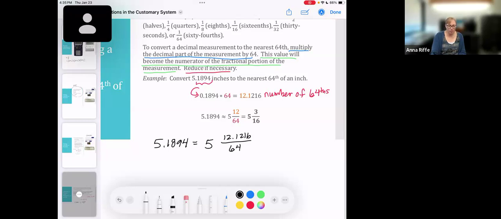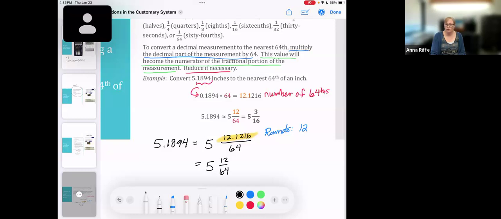It's kind of funny to have that decimal on top. I would prefer to not leave it like that. So I'm going to round that to the nearest whole number, which is 12. 12.1216 is closer to 12 than it is to 13. So that becomes 5 and 12/64ths.